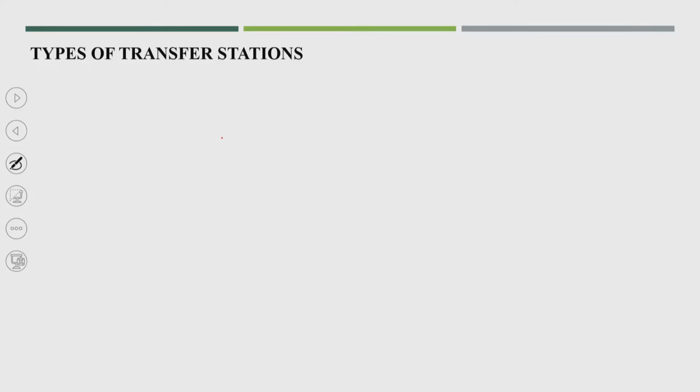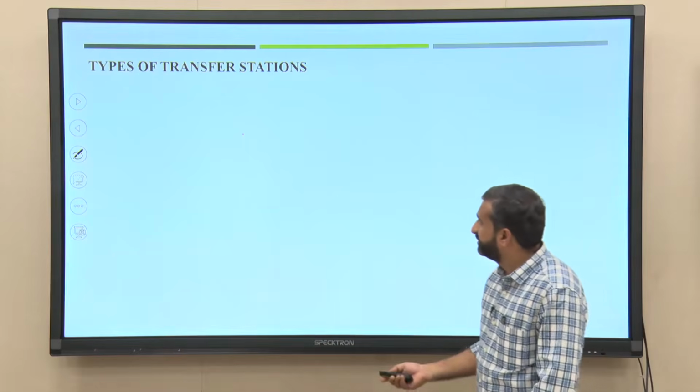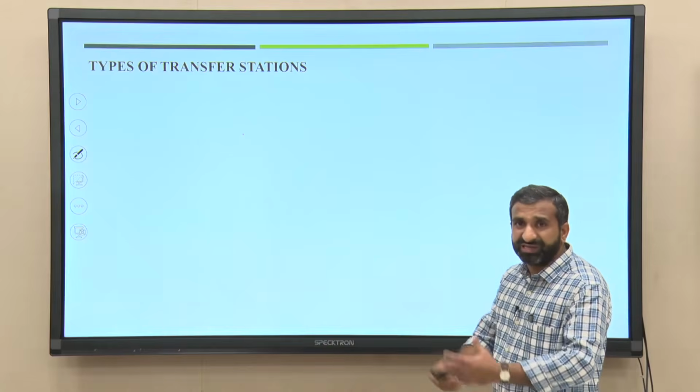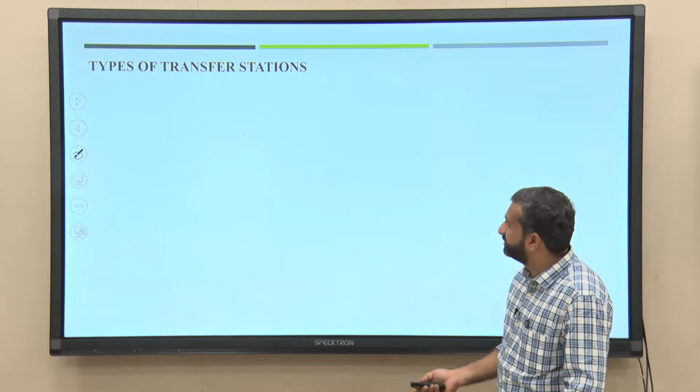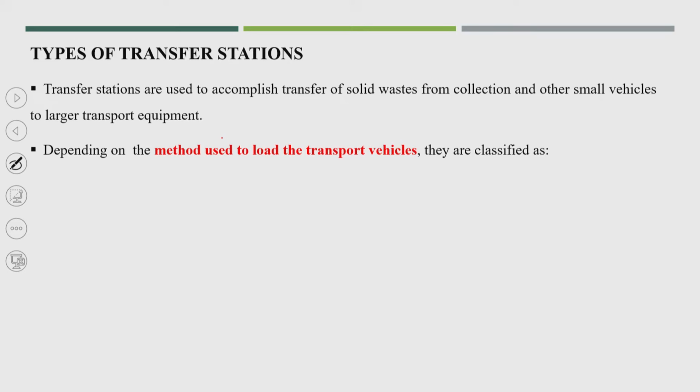Now, once we understand the transfer station and the importance of transfer stations, we will talk about types of transfer stations. There are different types of transfer stations, and based on that we can get the benefit of these transfer stations. Depending upon the method used to load the transport vehicle, they are classified as direct load transfer station, storage load transfer station, and a combination of direct load and storage load.